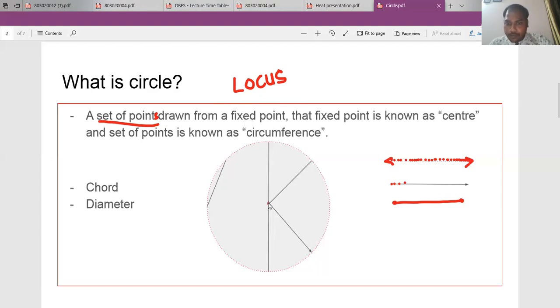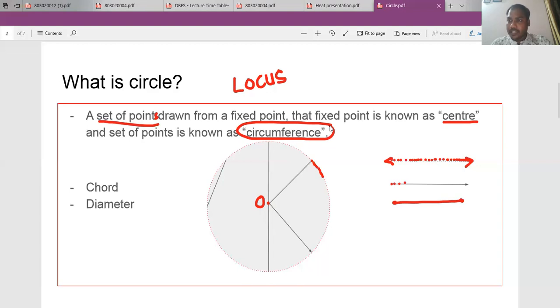a fixed point. So this is the fixed point, and from that point we are creating so many points. These are the points drawn from a fixed point. Let's say I give the name O to that fixed point. That fixed point is also known as the center of the circle. And this set of points is known as the circumference of the circle, as I have written here.